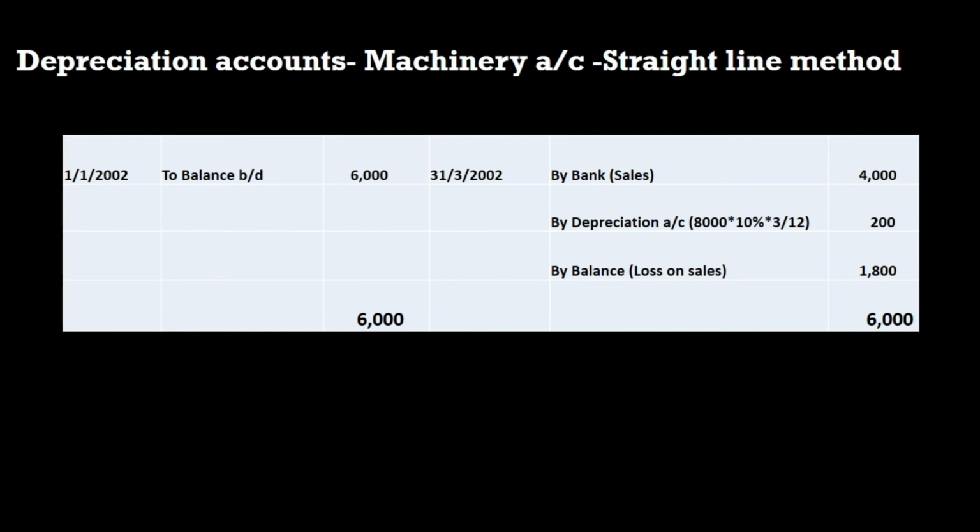So how much balance amount did we get? 1,800. That is for the profit only, not for the loss. This is a sale only. So we got a loss on sale, correct? Because our value is 6,000, but we sold only for 4,000. Okay, and 200 is also the depreciation amount. That means how much will it come? 5,800 is the value, but we sold it for 4,000.